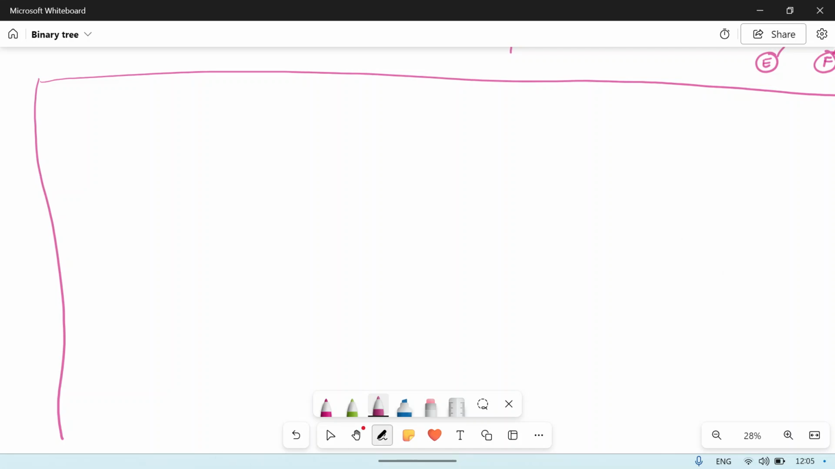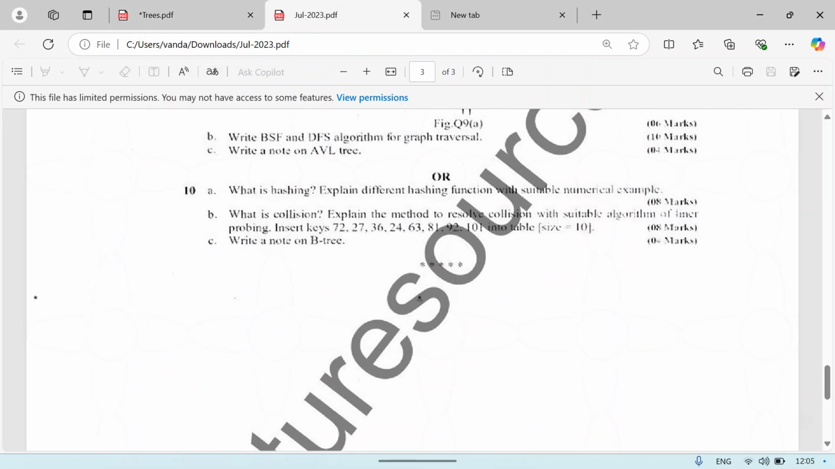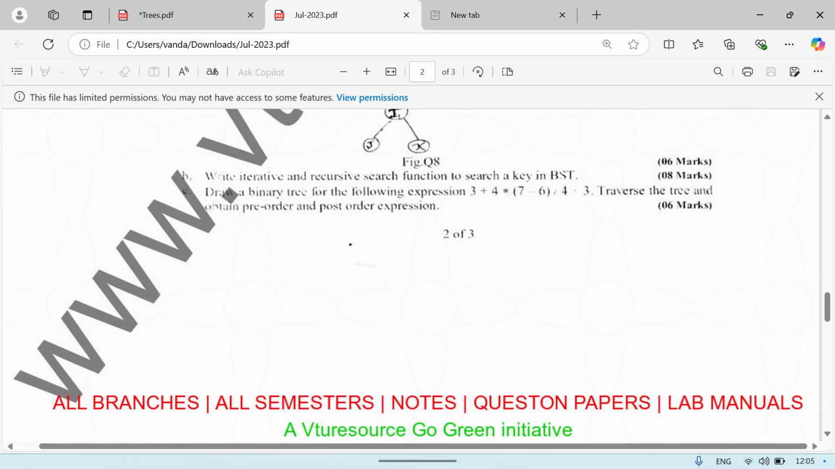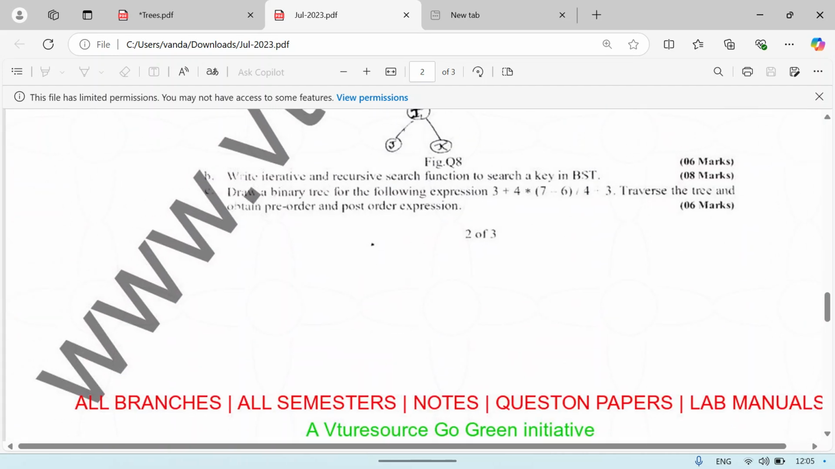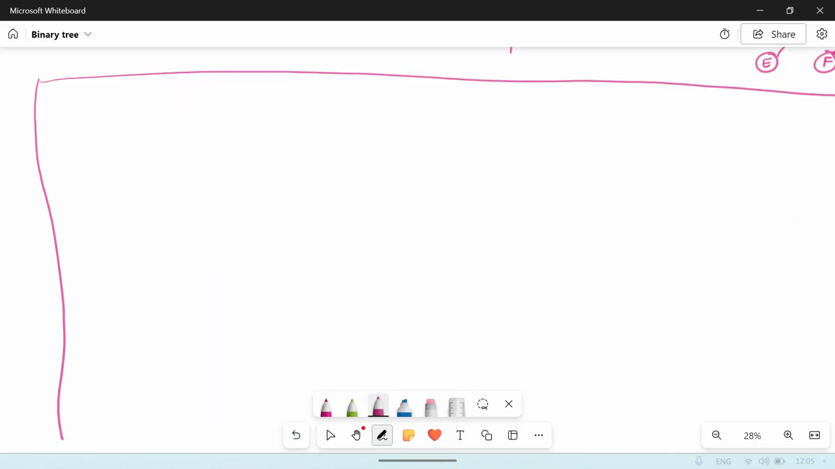Okay. So there is one past paper question that I would like to show you here. See this question. Here it is. Draw a binary tree for the following expression: 3 plus 4 star 7 minus 6 divided by 4 plus 3. Traverse the tree to obtain the pre-order and post-order expression. So 6 marks question. So you will be given an expression and you will have to construct the tree. Okay, let's do that.